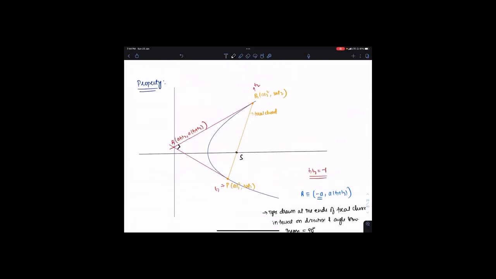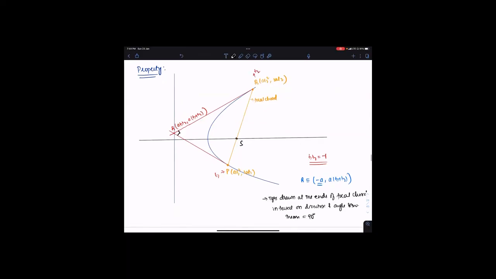Again, the derivation we are not seeing. I'm just writing the property. So vice versa, the reverse also holds. You take any point on the directrix and draw tangents, then what happens? You will get two tangents, and if you join the two points of contact, that line will pass through the focus. Also the angle between the tangents will be 90 degrees. Just based on this property only, maximum questions are coming.